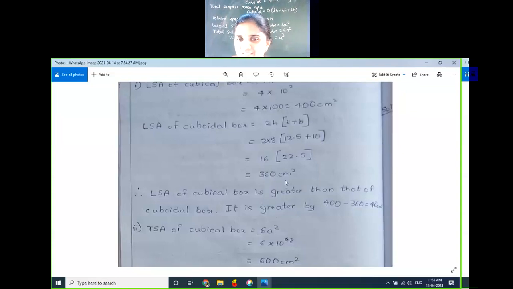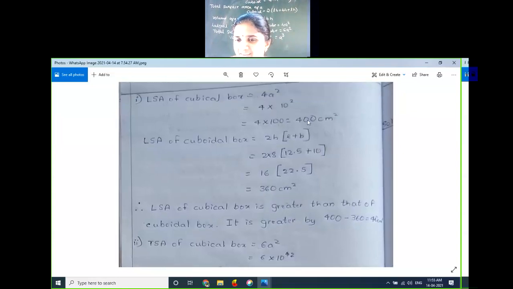So now just to see here, cube is 400 centimeter square. Cuboid LSA is 360. Which one is greater actually? LSA of cubical box is greater than that of the cuboidal box by 400 minus 360, that is 40 centimeter square. Actually, LSA of cubical box is greater than that of the cuboidal box.